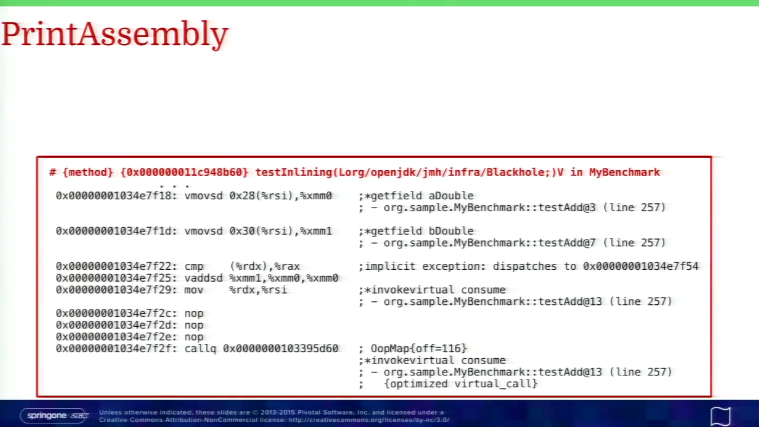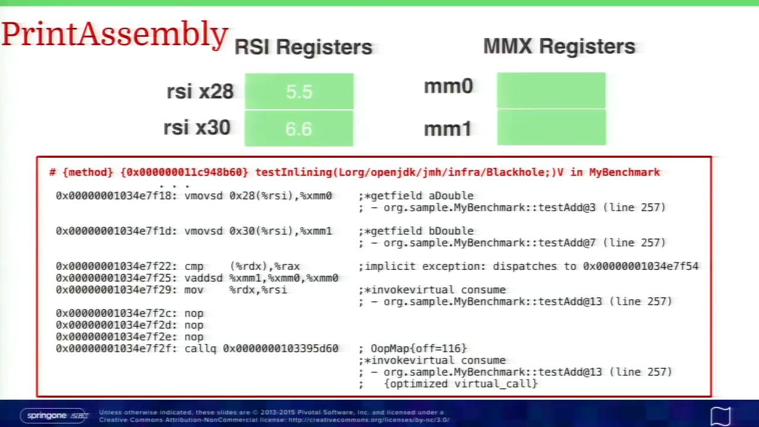So here we have our test inline method. This is getting printed out after a compilation. We have a bunch of registers. So we see here on this line, the A double is being moved to MM0. And then we see B double being moved to MM1. And then we see the addition happening, and the result is being put in MM1. And then down here is the call. That's the call to the black hole to consume the result, the 12.1.